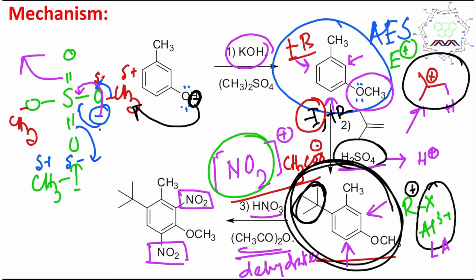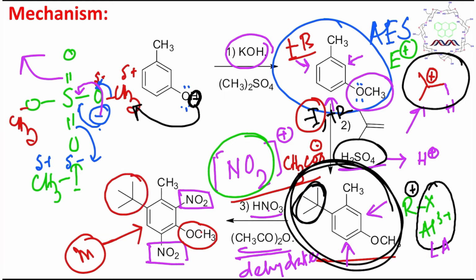So this is the thing. Now the question: why not this position? Because this is meta with respect to this OMe, that's why. And you can say, sir, ortho with respect to this tertiary butyl is true, but remember, student, first of all, tertiary butyl is a big group, so nobody likes to stay closer to this big tertiary butyl group. Second, the plus R effect is far stronger than the plus I effect, so that's why the reaction will stop here.